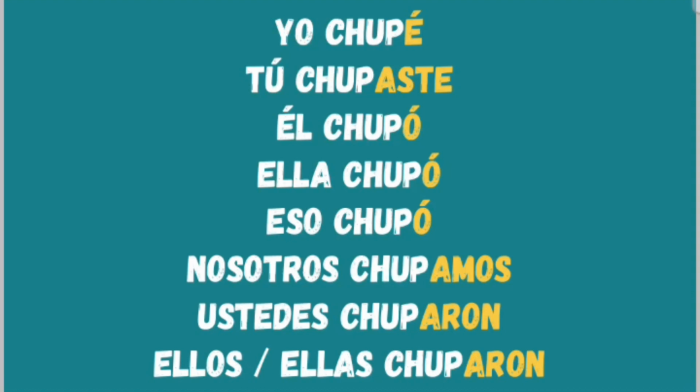If you want to say he sucked, you have to say él chupó. If you want to say she sucked, you have to say ella chupó. If you want to say it sucked, then you have to say eso chupó. To say we sucked, you have to say nosotros chupamos.